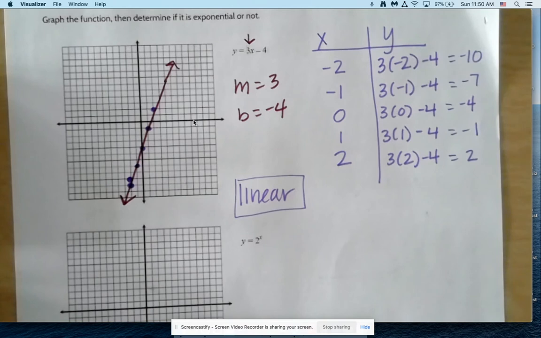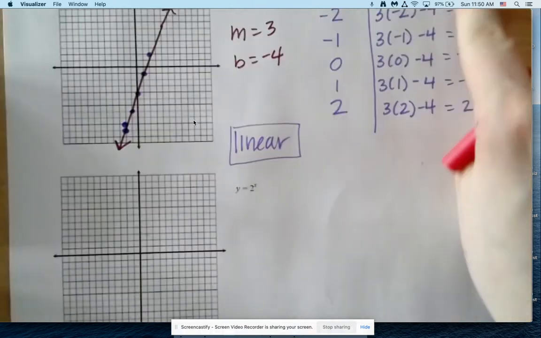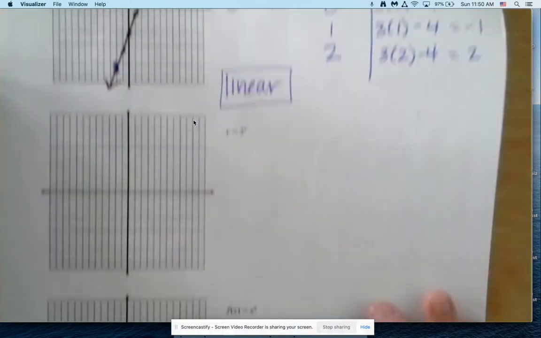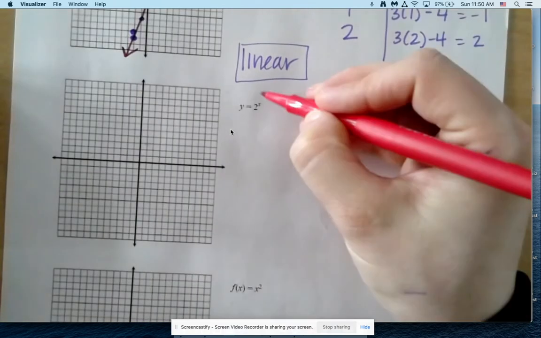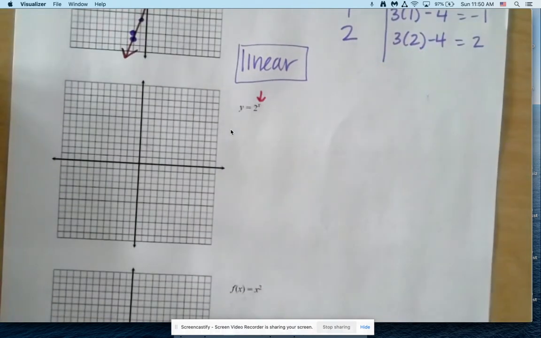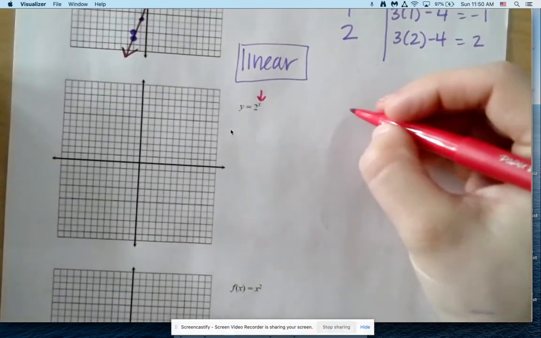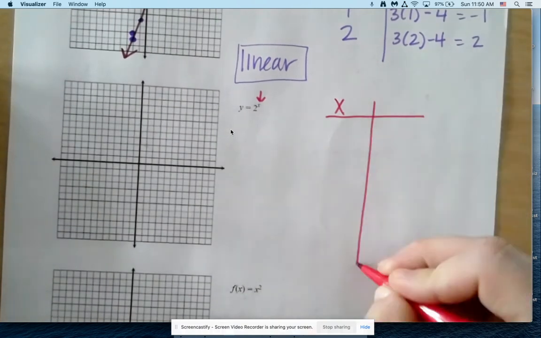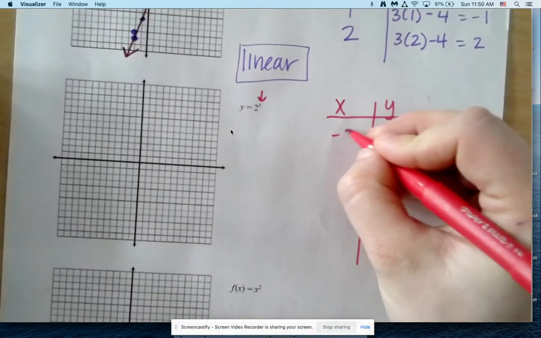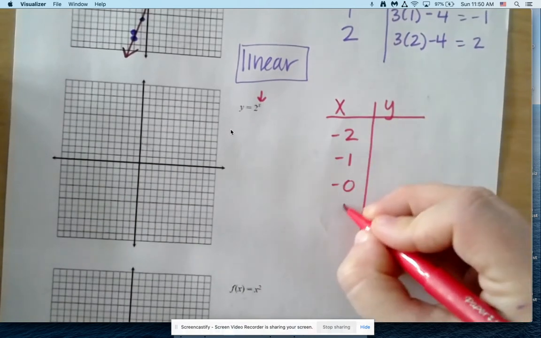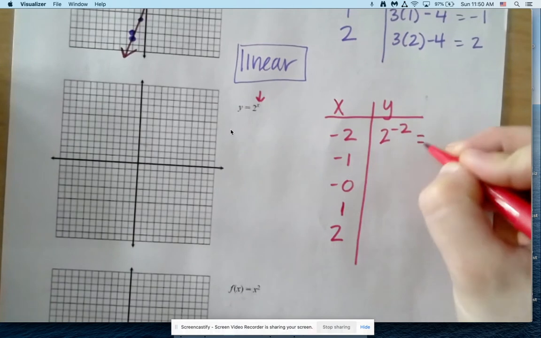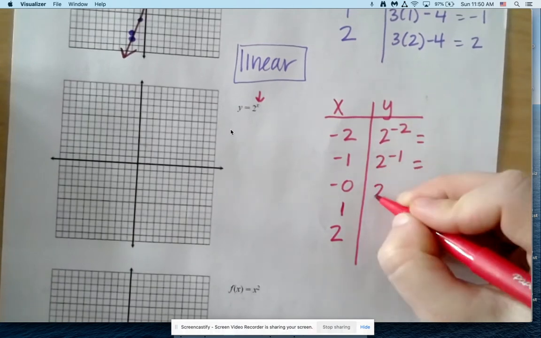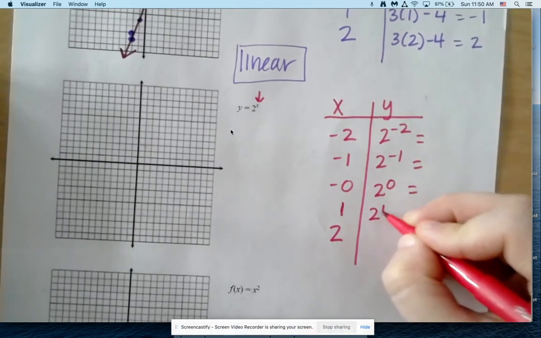Okay. Our next one. If we just look at our graph or our equation, yes, you're noticing it. Our exponent has a variable. So this one will be exponential. Good news, we start off the same way we always have. Plug in our 5 values. So 2 to the negative 2, 2 to the negative 1, 2 to the 0 power, 2 to the first, 2 squared.